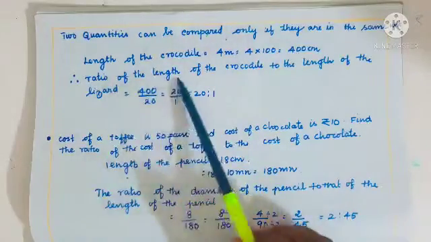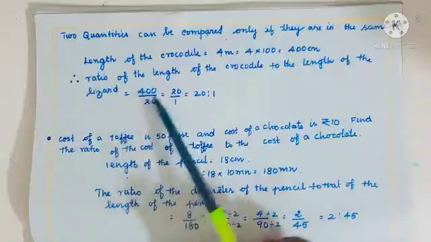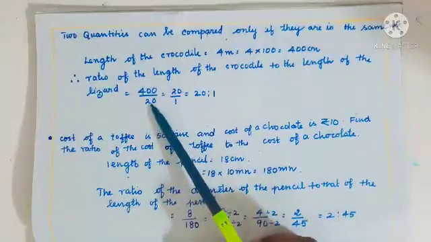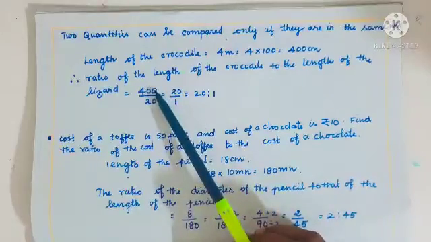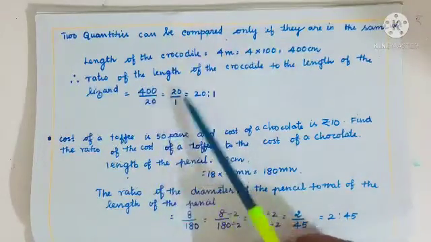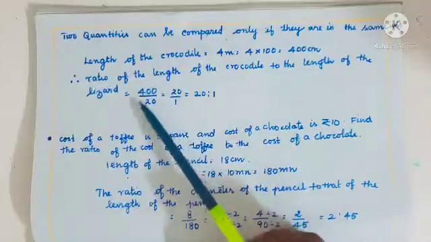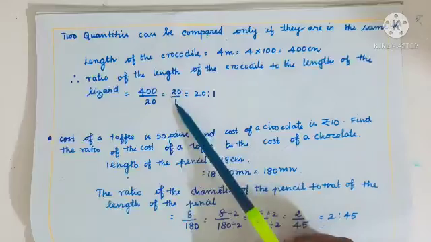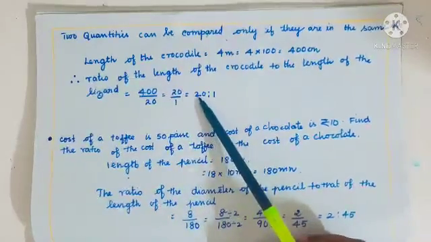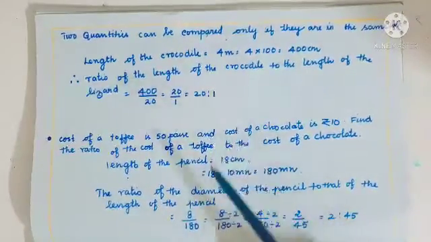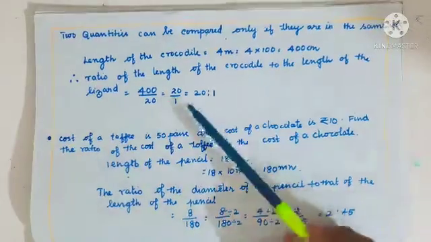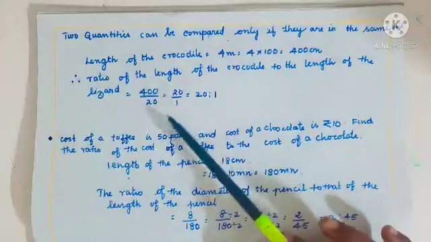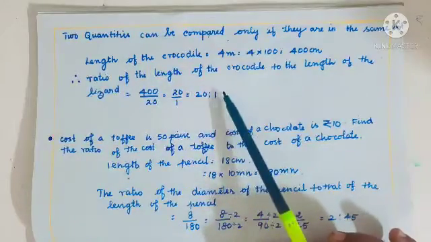So the ratio of the length of the crocodile to the length of the lizard is 400 by 20. The lizard length is 20 centimeter and the crocodile length is 400 centimeter. So if you cancel the zeros, 2 ones are 2, 2 20s are 40. So it is 20 by 1. So the ratio you can say as 20 is to 1. When you're writing, you can't write it as 1 is to 20. That will become wrong. So your ratio is 20 is to 1.